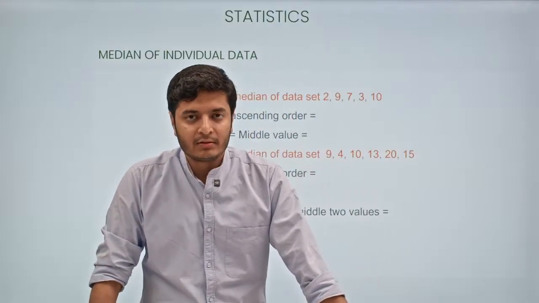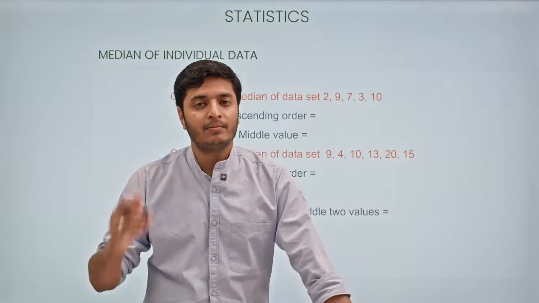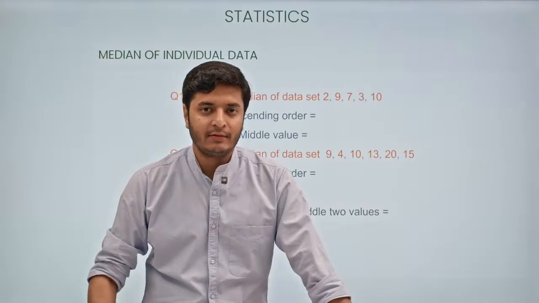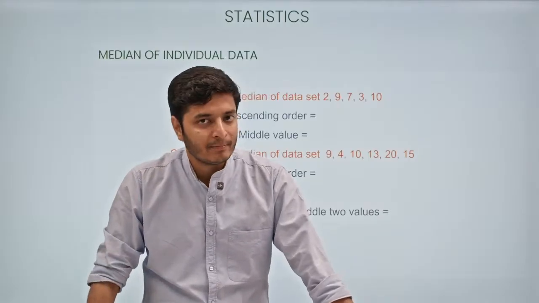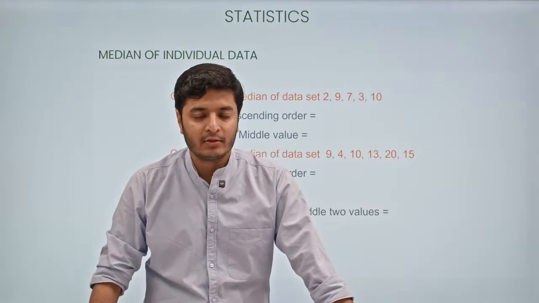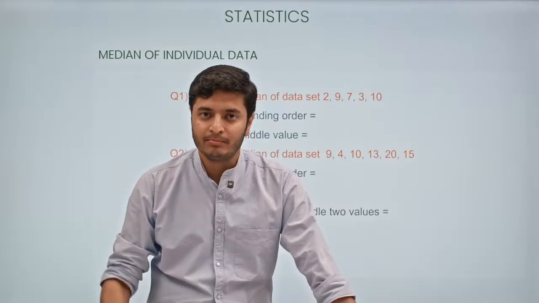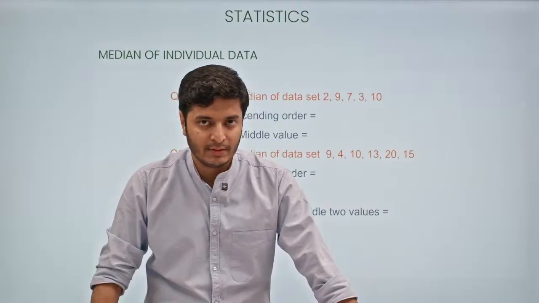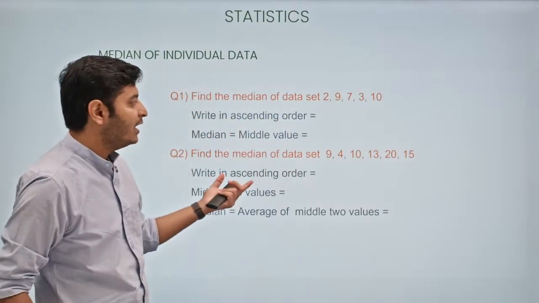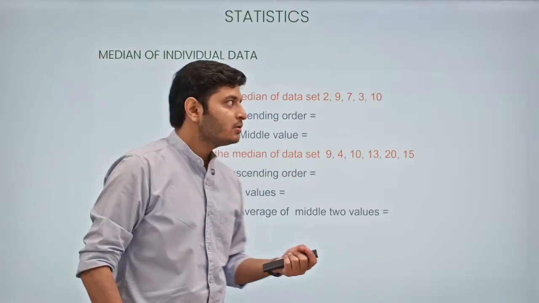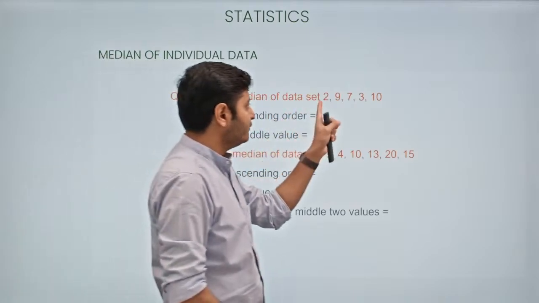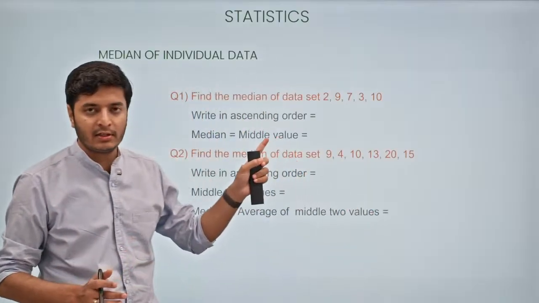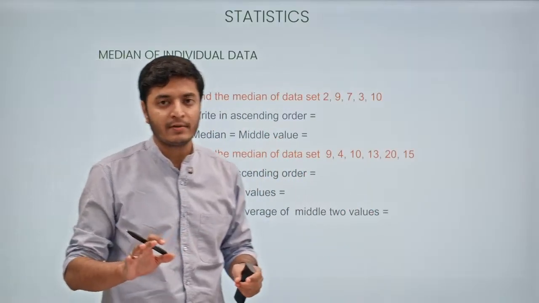That is easy. But suppose we are having an even number of observations, then there is no particular observation that we can call the middlemost value, correct? Then we need to find the average of the two middlemost values. So here I have included both the examples. First, as you can see, how many observations are we having? 1, 2, 3, 4, 5. This is an individual data set where we are having individual observations.